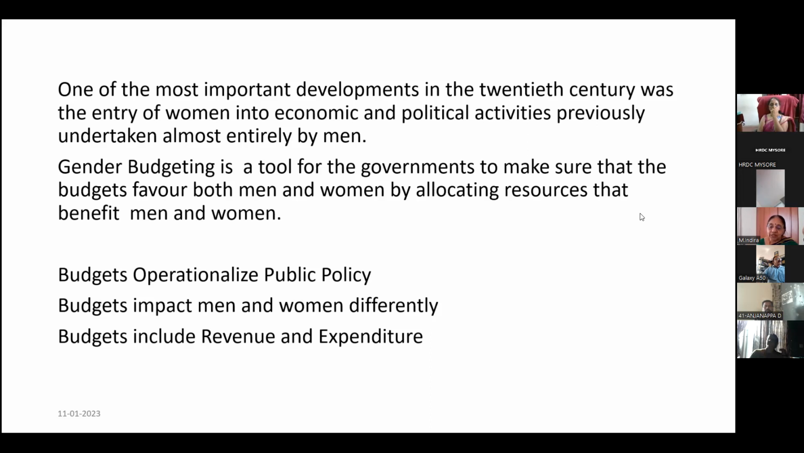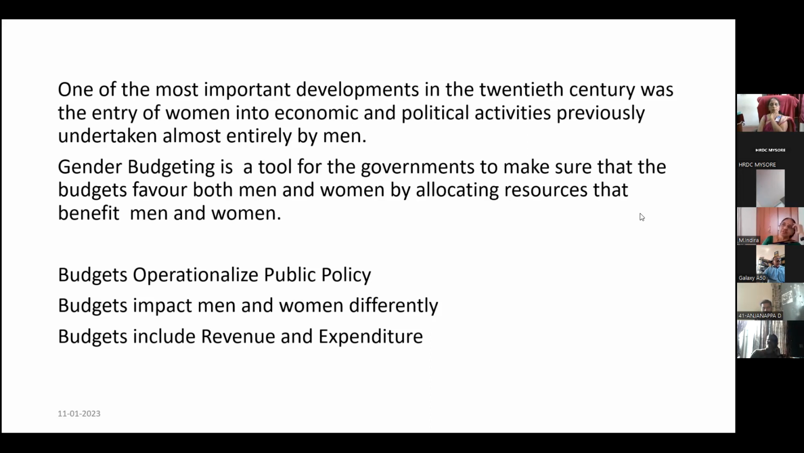system. And similarly, provision of drinking water. If the government spends more money on provision of drinking water, it helps more women, because generally women fetch water in villages more than men. So it helps women.